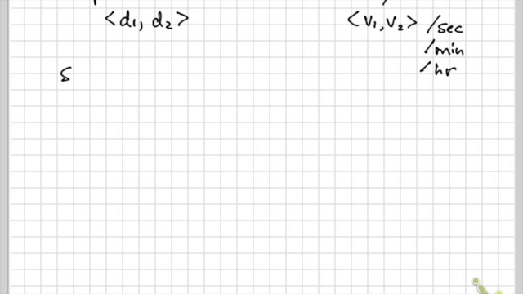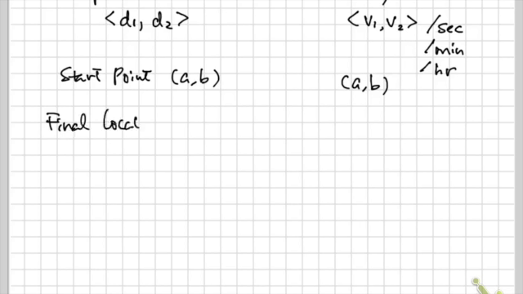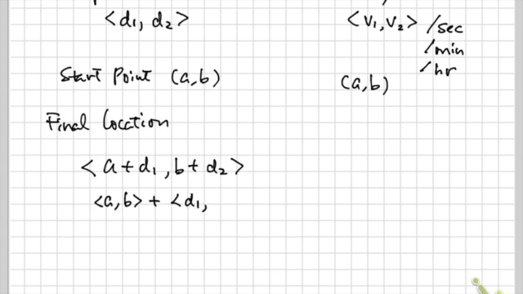And if my starting point is a, b, then my final location in the case of a displacement vector would be simply a plus d1 comma b plus d2. Okay, and you can also write it in vector notation, which is a comma b plus d1 comma d2. Okay, the two are entirely equivalent.